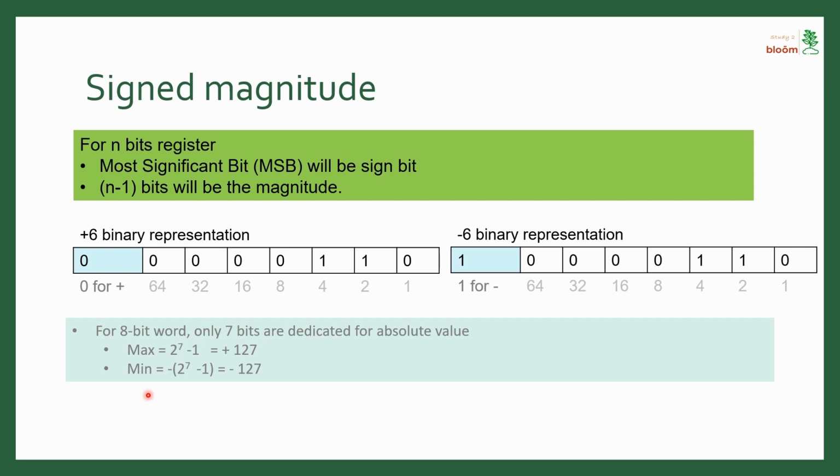But in this representation there is a problem. For 0, the binary representation is all zeros, and here the sign bit could be 0 or 1. So there's an ambiguous representation of the number 0. This is the problem of sign magnitude. So that's why other representation methods have been introduced.